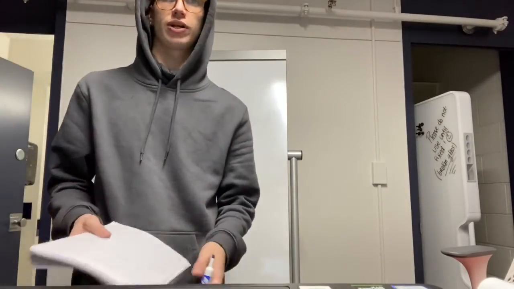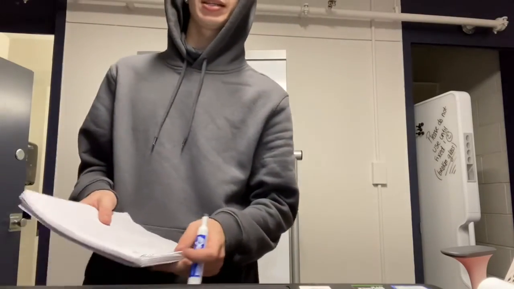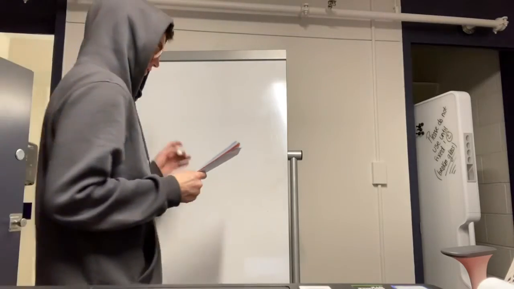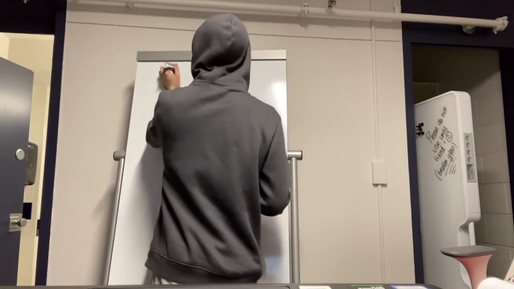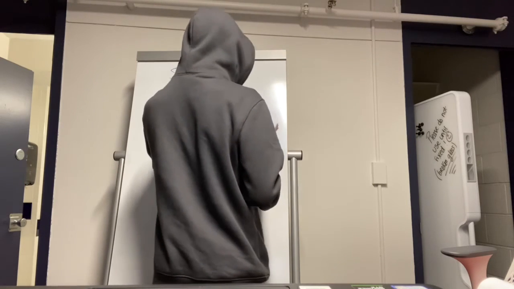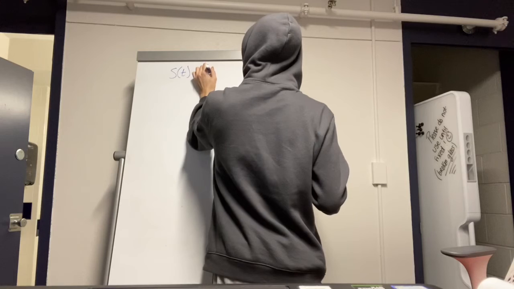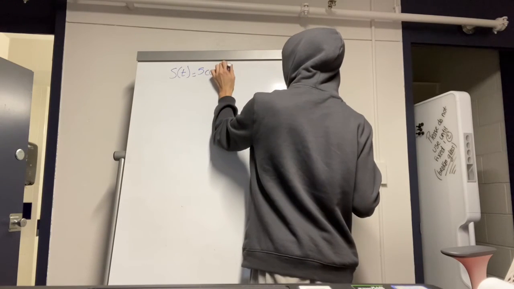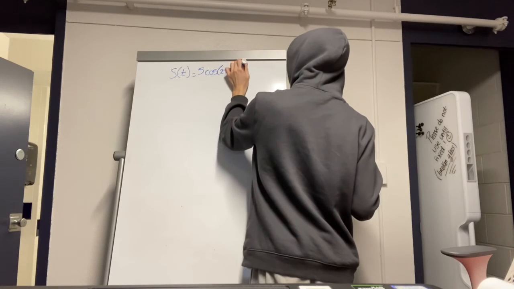For question 2, part D, it's asking to find the equation for the tangent line to the function s of t at t equals 1.5. To start this, we are going to plug 1.5 into our original function that was given. So that's going to be s of t equals 5 cosine 2 pi 1.5.